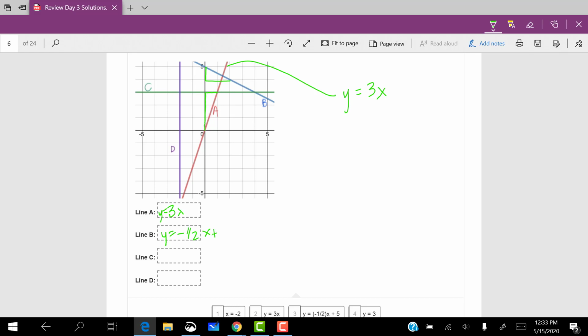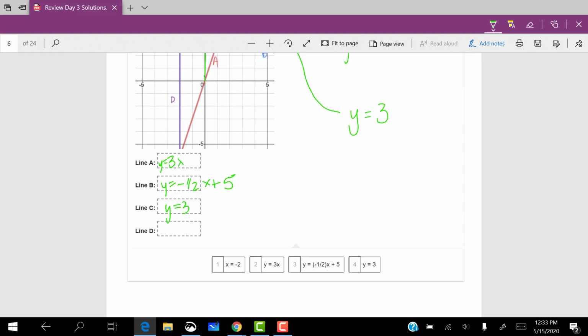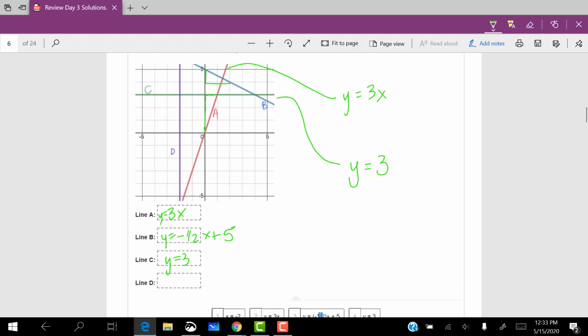y = -1/2 x + 5. Line C has a 0 slope. This is just the line y = 3. Notice that this is y = 3 and this is y = 3x. Very different. And then line D is this vertical line. Every single point on this line has an x-coordinate of what? -2, right? So this is x = -2.